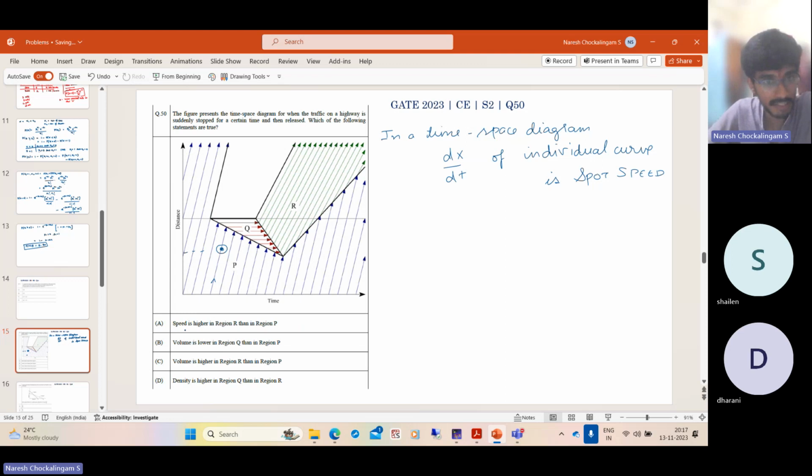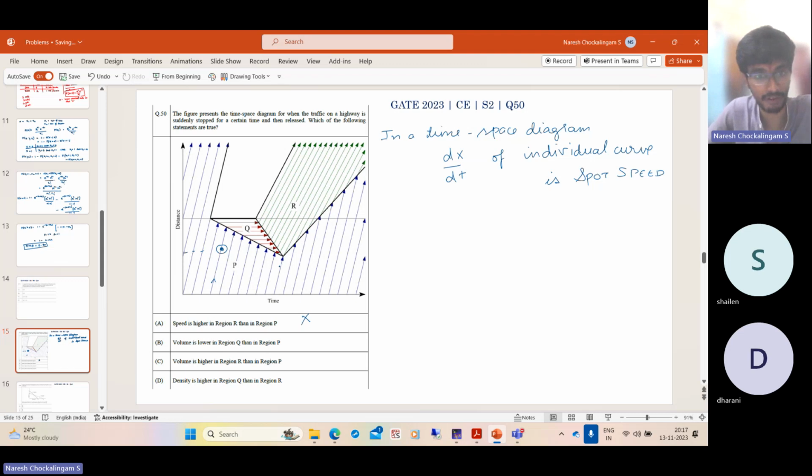So the first option says speed is higher in region R than in region P. Is that true? That is not true. You can see the slope here is smaller than the slope at P. Visually, you can see this arrow is steeper than the arrow in the region R. So this option is wrong.